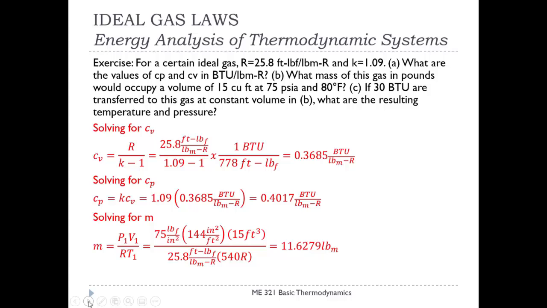Next, to find the value of the mass of the gas, we can simply use the initial pressure, volume, and temperature given in the problem. Substituting these values in the equation of state for ideal gases, we will get 11.6 pound mass as our final answer.